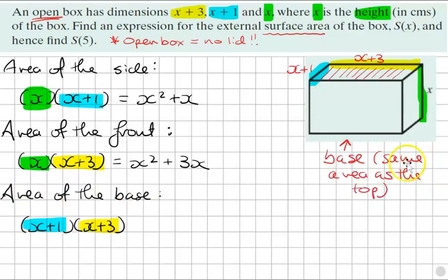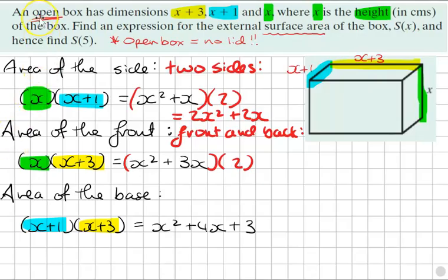And then we're going to do the area of the base. Now we can't see the base in this picture, but the actual area will be the exact same as the area of the top if there were a top. So the base has the same area as the top. So it's going to be x plus 1 times x plus 3. So again, length times width. And that gives us x squared plus 4x plus 3.